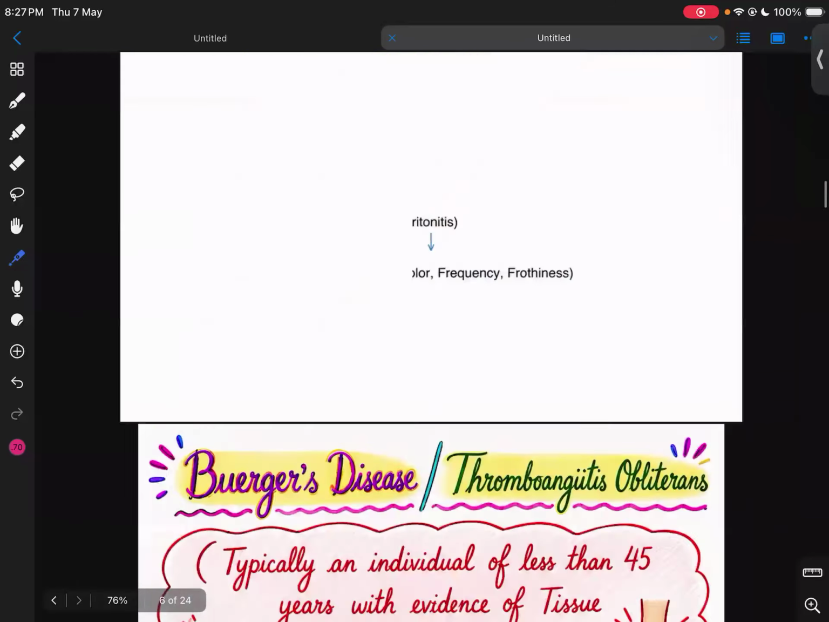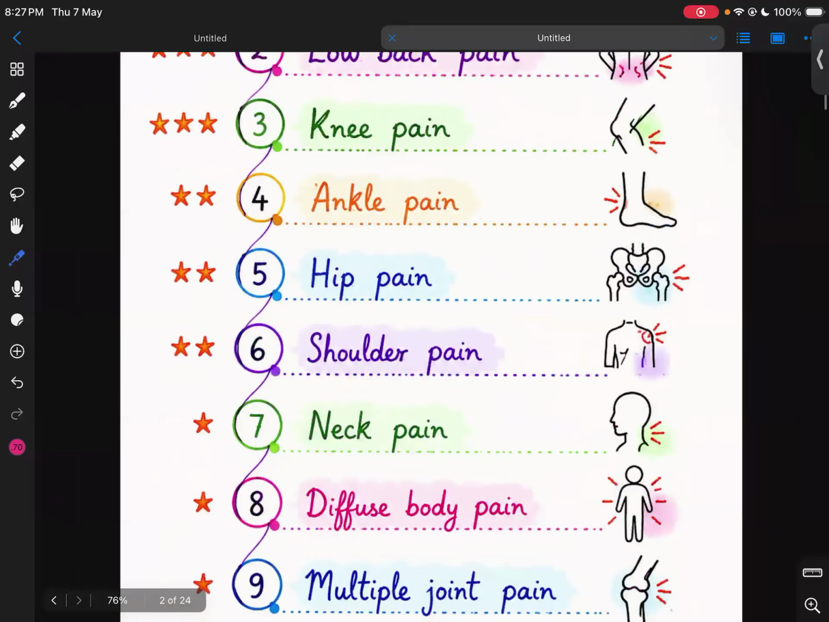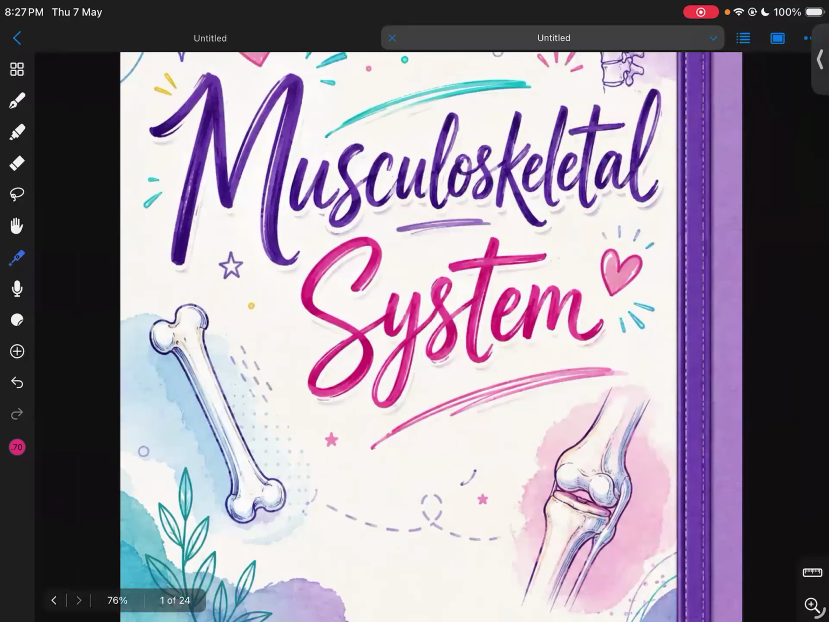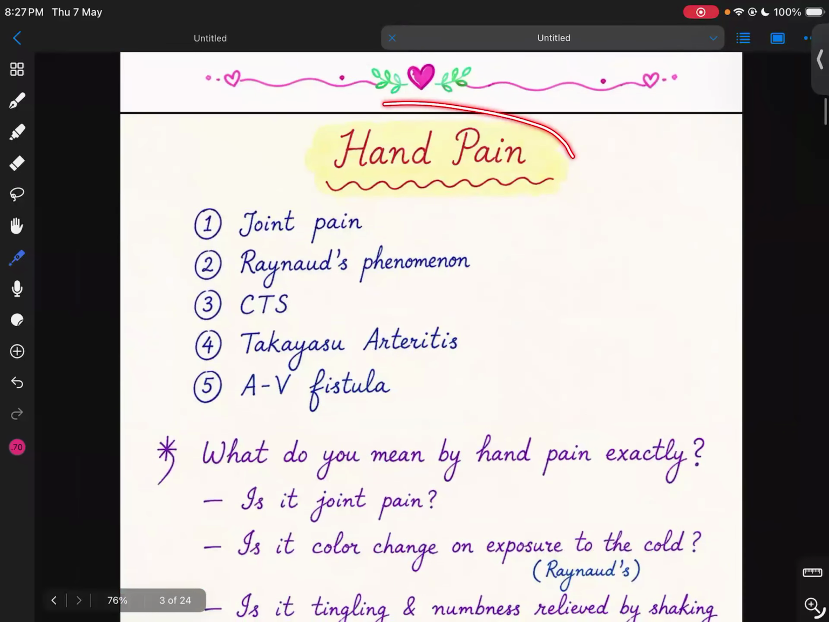So let me know from the doctors whether it is clear to all, that is, the hand pain approach. Can I expect any question from any respected doctors?